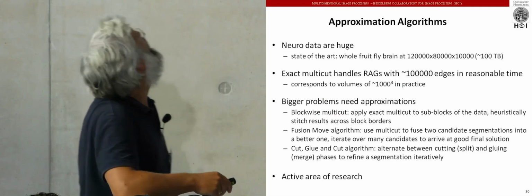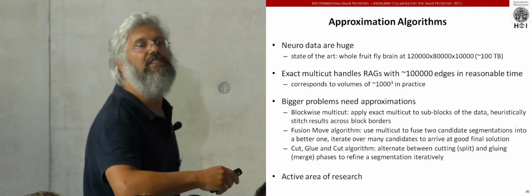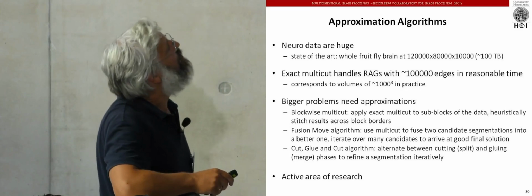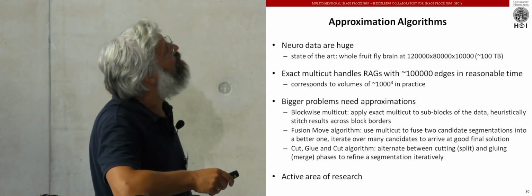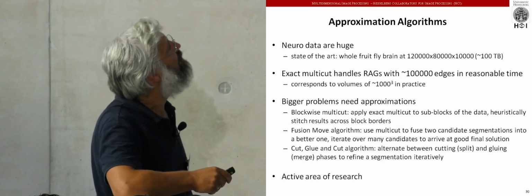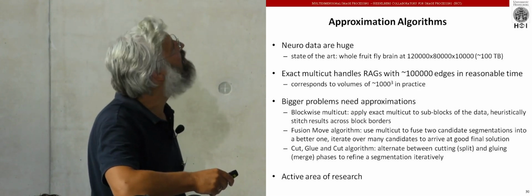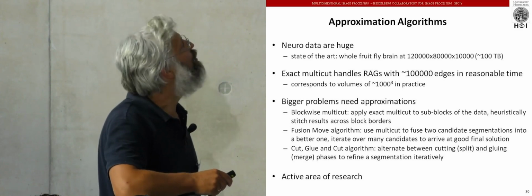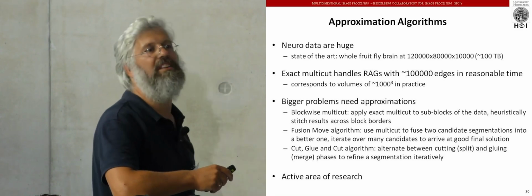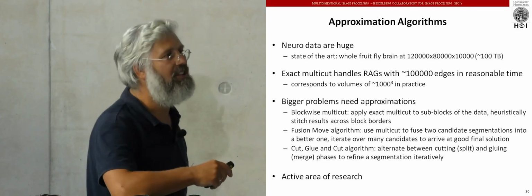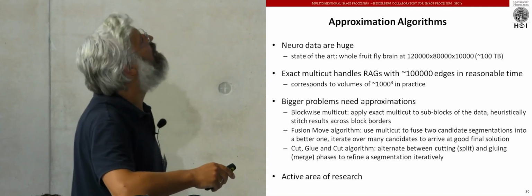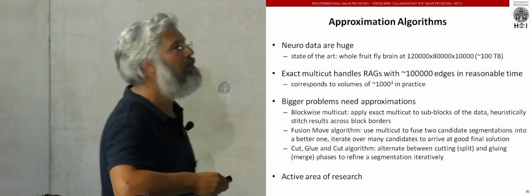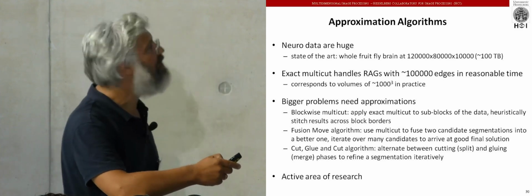Yeah, then I can only briefly touch this, but you have it in your printed material. So we need approximation algorithms because here for a fly brain, we have 100 terabyte of data. So 120,000 by 80,000 by 10,000 pixels. And the exact multicut only works for maybe 1,000 cubed or 500 cubed or something like that, depending on the data. And so we can do blockwise fusion moves and cut, glue, and cut, but this is a very active area of research.